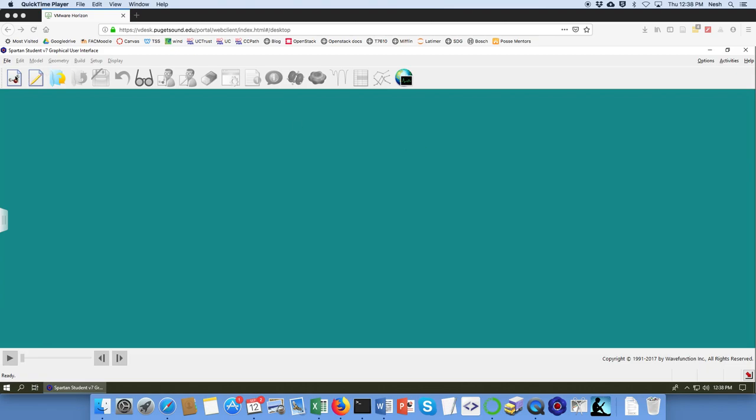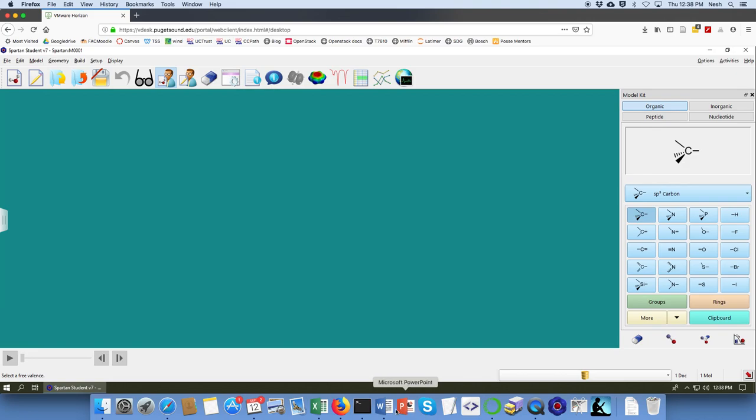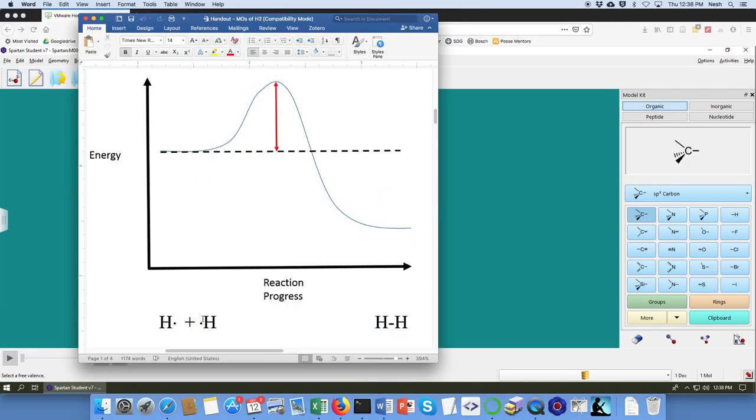So to get us started, what we're going to try to create here is a reaction progress diagram, which I'm showing you right here. And to do that, we need to calculate the energy of a single hydrogen atom, and then we'll multiply that by two because there's two of them to start with, and then in the end we want the energy of a hydrogen molecule. So those are the energies of the reaction progress diagram.